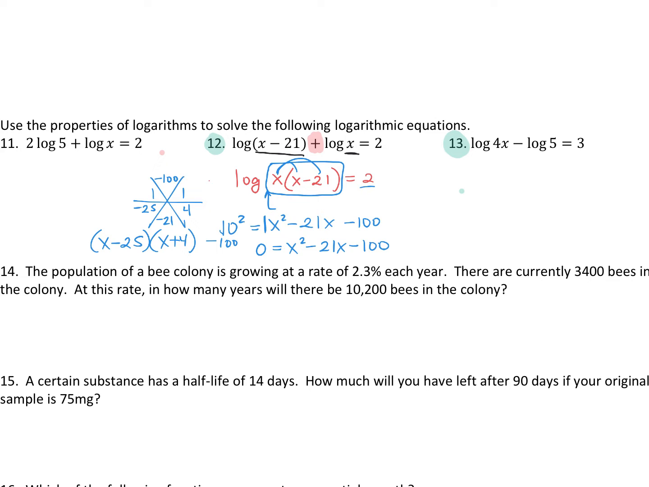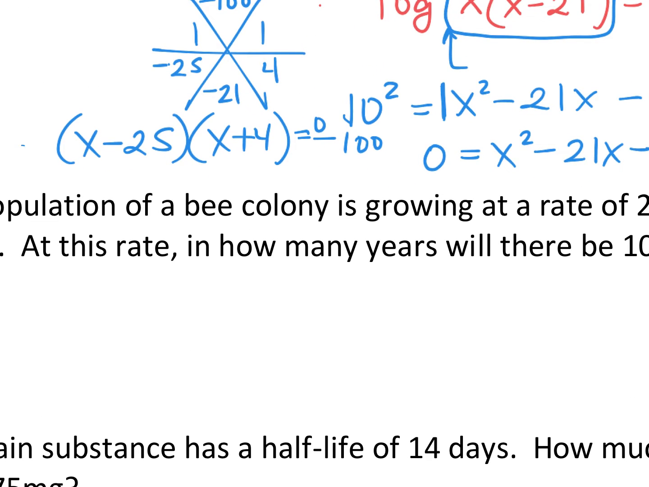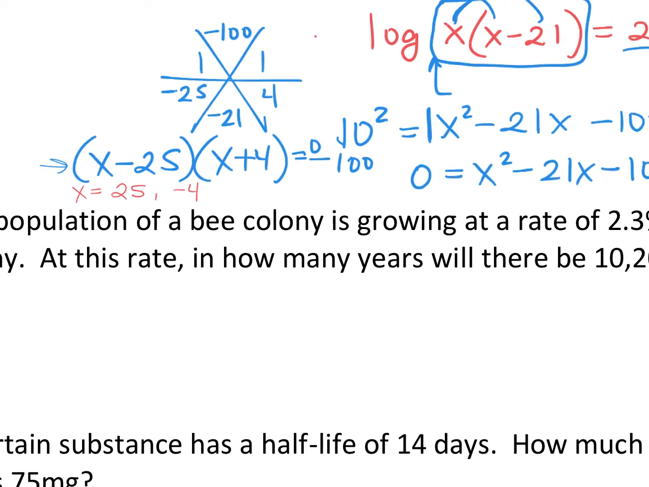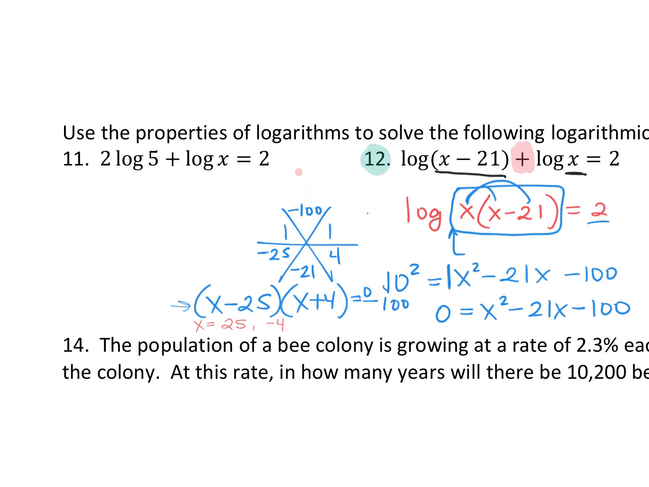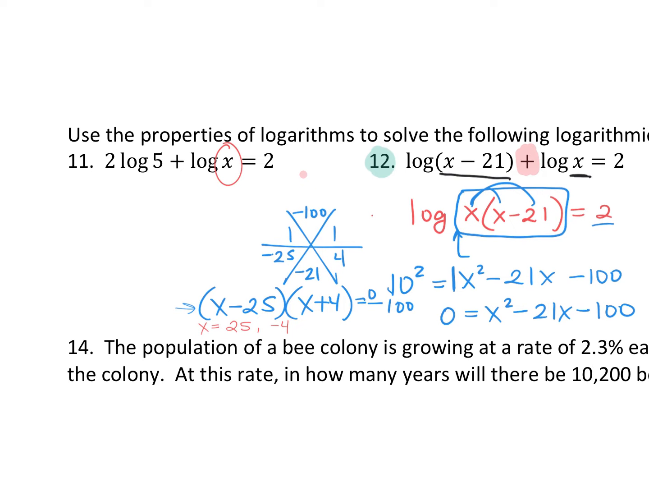What are your solutions just from this? So this is set equal to 0 still, right? What are your two values that you get from these factors? 25 and negative 4, right? But here's the deal. If you go back up here, can you take the log of a negative number? You can't, okay? So if we plugged that in, it wouldn't work. So this is actually an extraneous solution. So your answer is just x equals 25, okay?